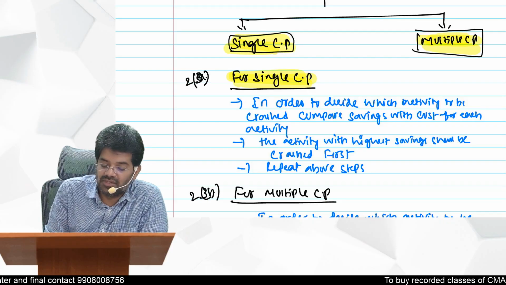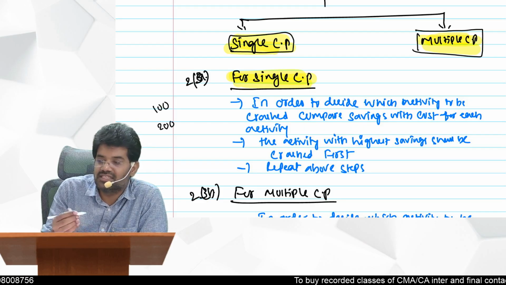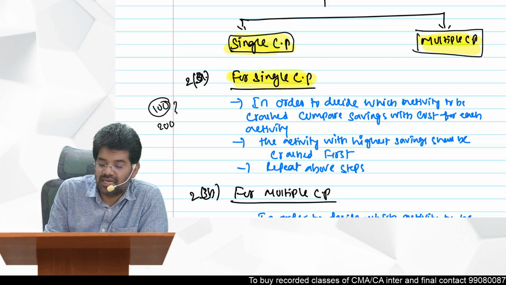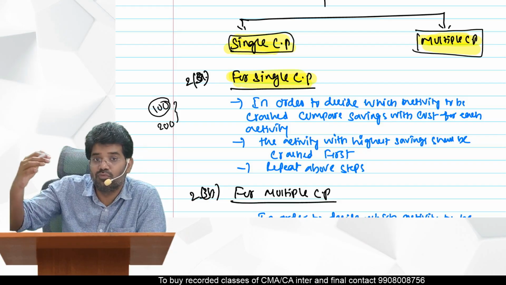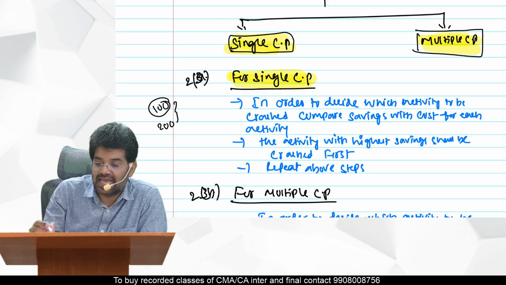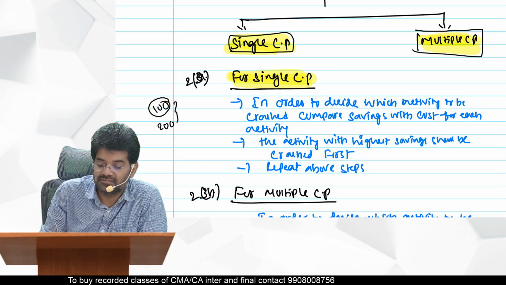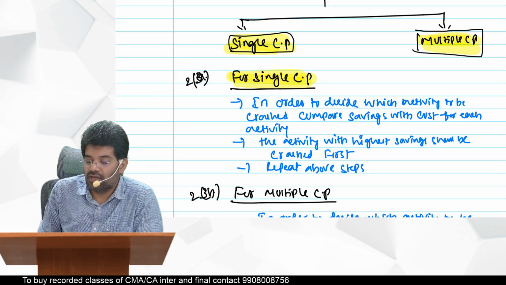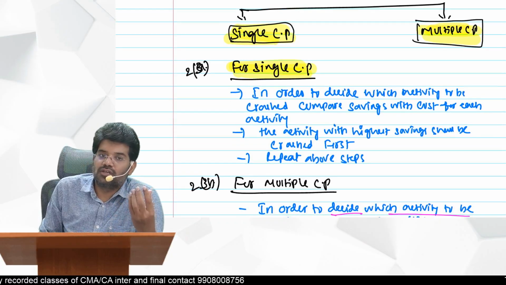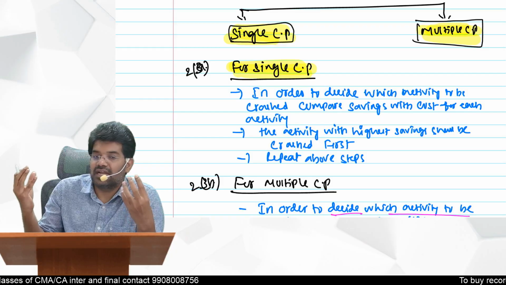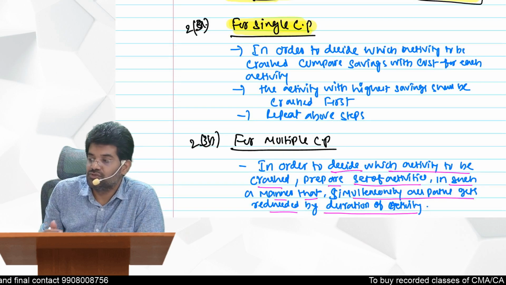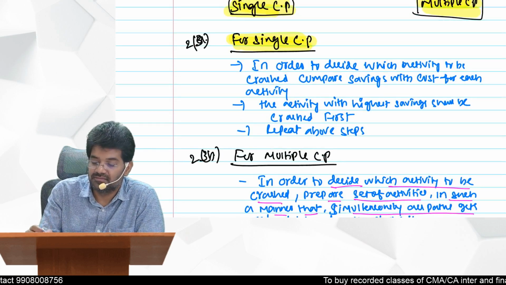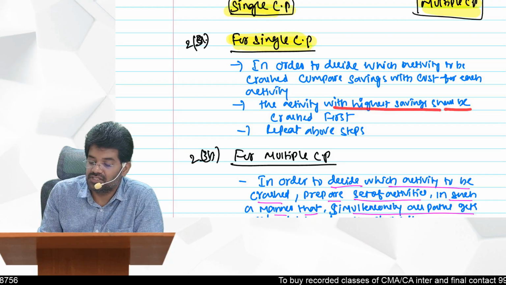Say for example your savings per day is 200, cost is 100. So least cost, so maximum savings you are getting. Whichever activity, if you crash it by 1 day, will give you more savings, that activity you should crash first. What should you compare? Cost with savings. Whichever activity is giving you more savings by crashing, that you should crash. The activity with highest savings shall be crashed first.